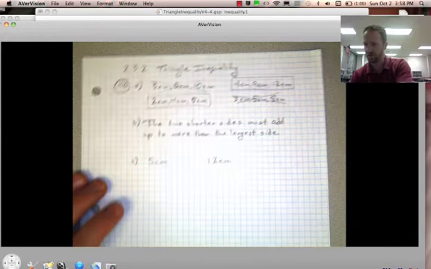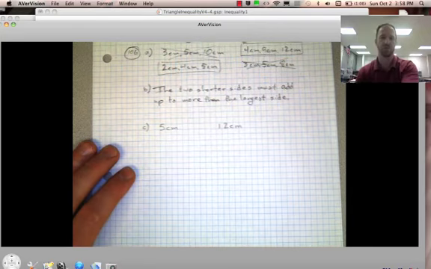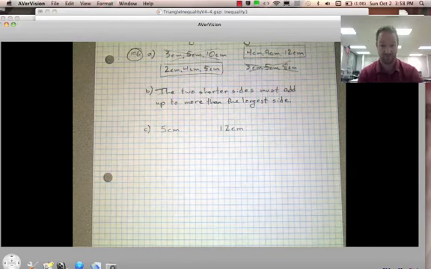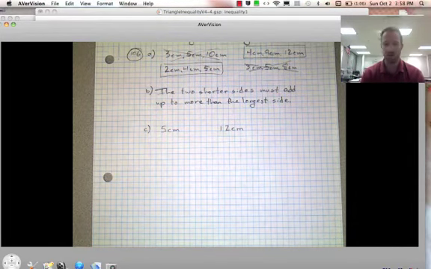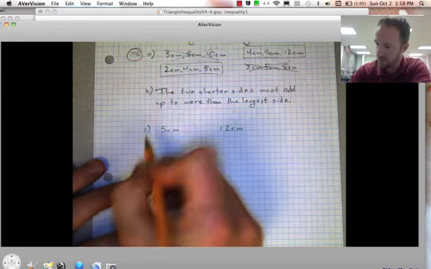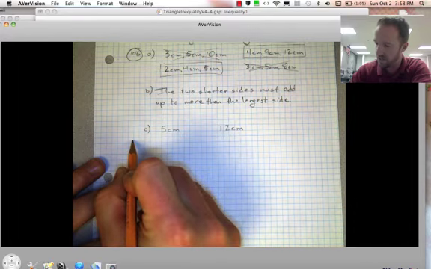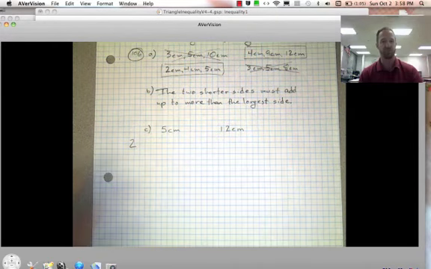So let's go on to the next part here. Here I've given you two side lengths, 5 and 12. And I want to know what range of numbers could be the third side of this triangle. So let's test some values here. Let's say we want to know if 2 works.